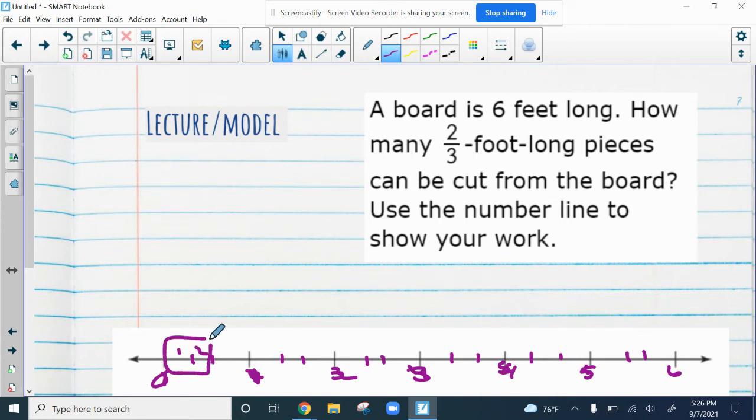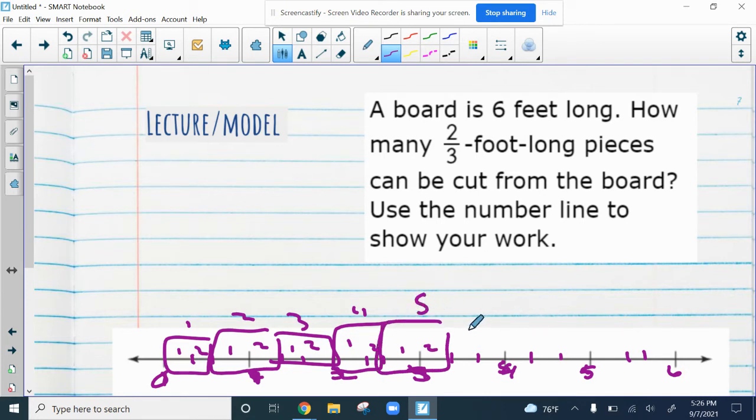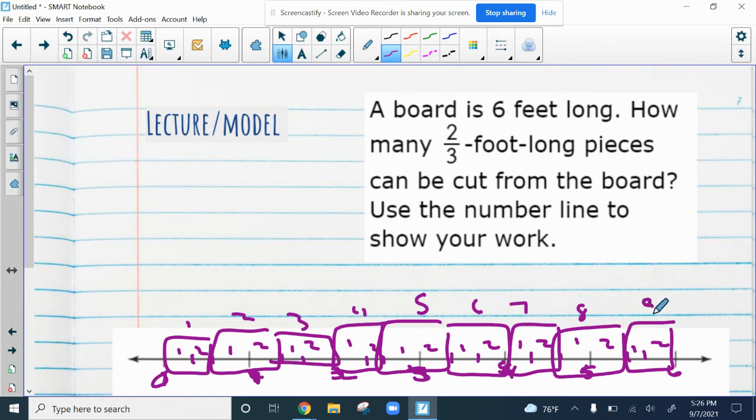1, 2, here's my first group. 1, 2, here's my second group. Third group, fourth group, fifth group, sixth group, seventh group. Eighth group. And my ninth group. So as you can see here, I can make 9 pieces.